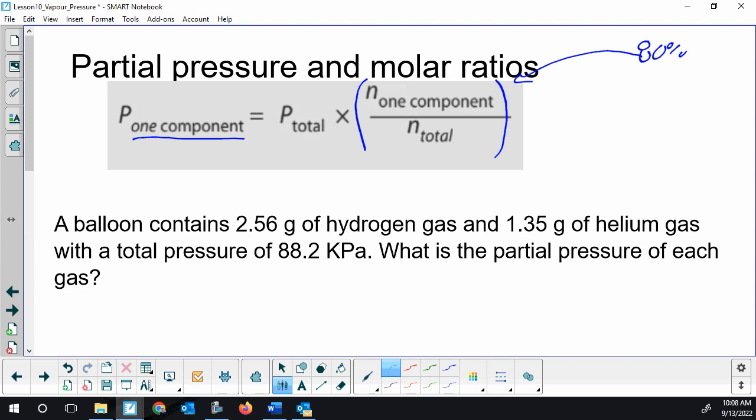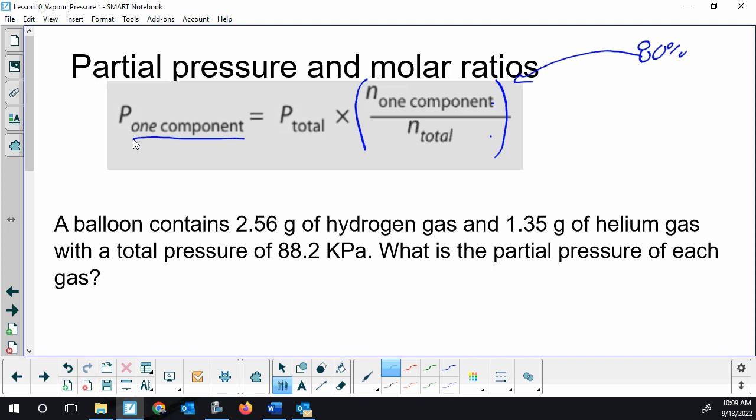So we can take the moles of one component, divide it by the moles total, and get our percentage of hydrogen by mole, and our percentage of helium by moles. And then we're good. Our total pressure is 88.2. If this happened to be 75% hydrogen, we would take 75% of that total and have our answer. So let's start working on getting the moles of each component.